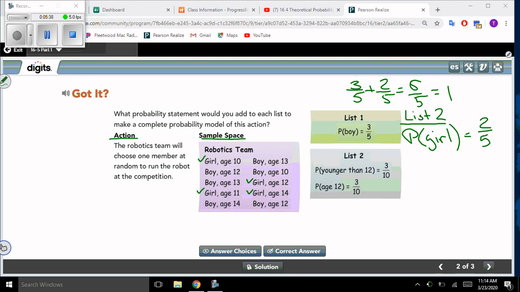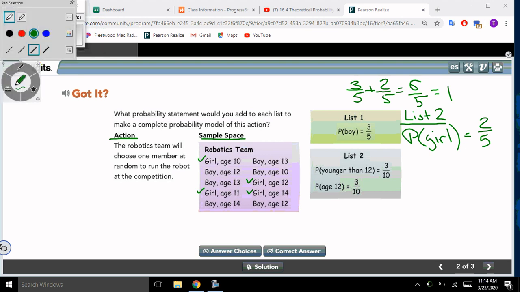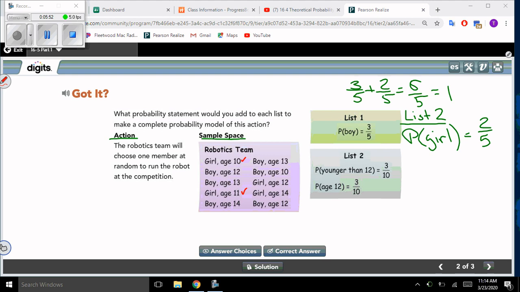I move on to list number 2. I'm going to get rid of these check marks. Probability of people younger than 12. So here's somebody who's younger than 12, younger than 12, younger than 12. So 3 out of the 10 represent younger than 12. People that are the probability of age 12: here's a person age 12, here's a person age 12, and here's a person age 12, another 3 out of 10. So what we should be adding is probability older than 12 or greater than 12.